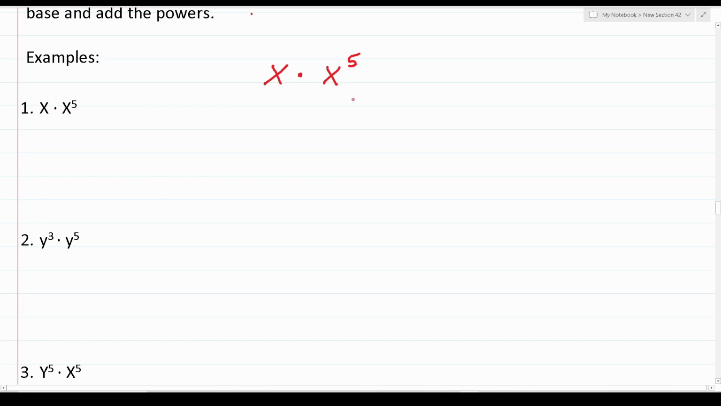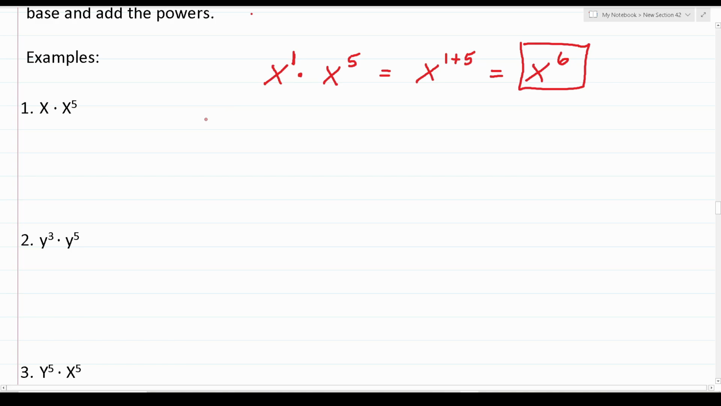That said, it may not be obvious that this x right here is raised to the first power. Again, when anything's raised to the first power, it's not going to be expressed. But if you're working this out, you can simply add that 1 there. And then, according to the product rule, this is simply going to become x to the 1 plus 5, which is the same as x to the 6th. Let me go ahead and put a box around that to indicate that this one is done.